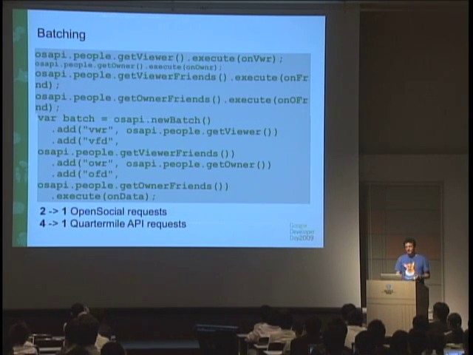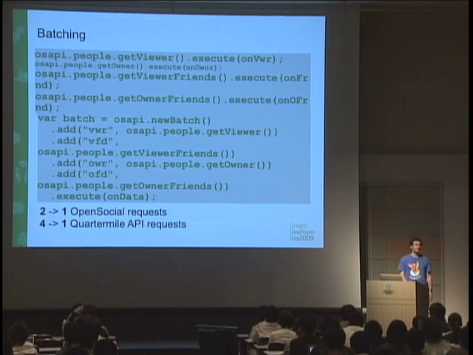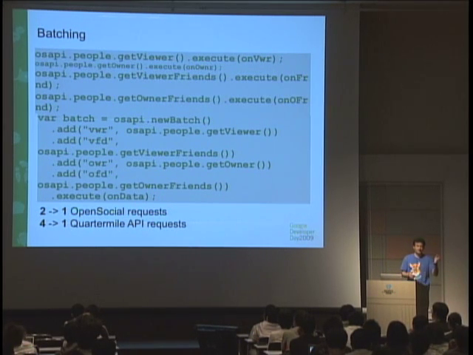Batching is the first one. This is an example where we're making several consecutive calls to OpenSocial. First to get the viewer, and then to get the owner. The viewer is the person who's looking at the application. The owner is the person who has installed the application on their homepage. And then I get the friends of the viewer and the friends of the owner. When I execute these 4 statements, each of them will spawn an HTTP request. And when the HTTP request comes back, the functions passed here, on viewer and on owner, are going to be called. This is a bad way of doing things because here you have 4 HTTP requests going in parallel, though probably only 2 or 3 of them are actually in parallel, and the other one is going to be waiting. That's a very bad way of doing things.